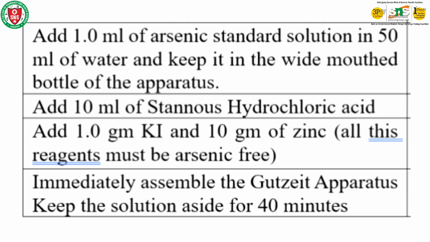Like in the previous limit tests, we are going to do the procedure for the test solution as well as the standard solution. We are going to take two Gutzeit apparatus, one labeled as test and another labeled as standard. Inside the flasks, we pour our sample for the test solution and the standard for the standard solution. Then we add our reducing agents inside the flask and keep it aside for nearly 40 minutes, because that much time is needed for the formation of arsine gas. The arsine gas then reacts with our mercuric chloride paper to produce a yellow stain.